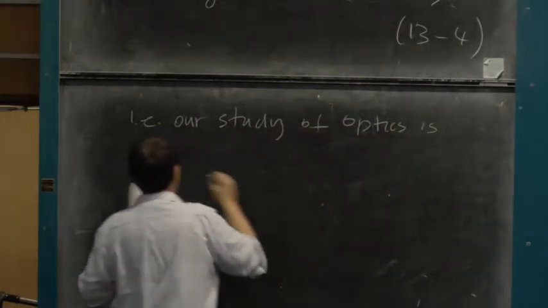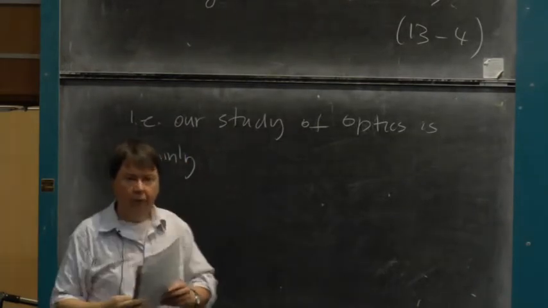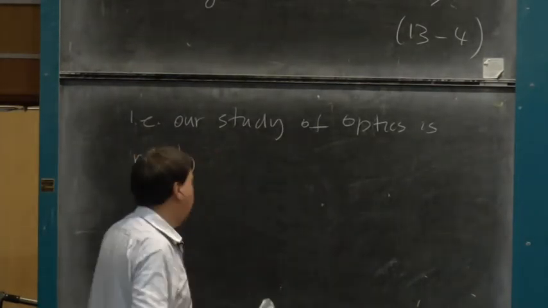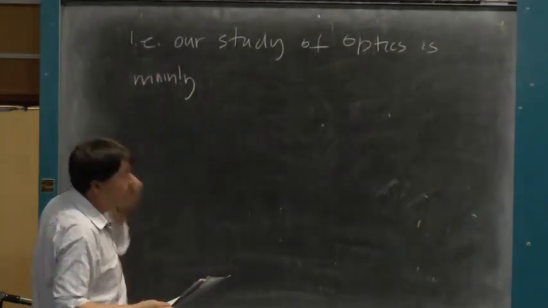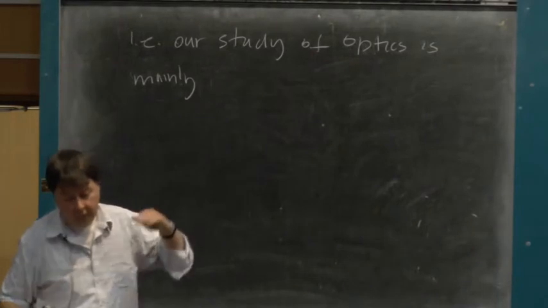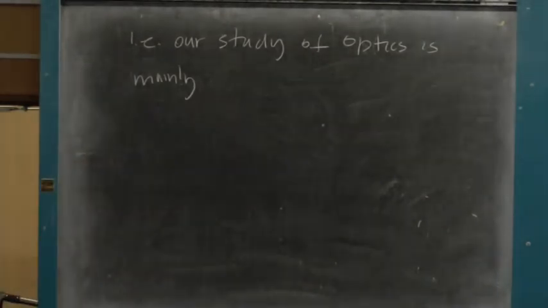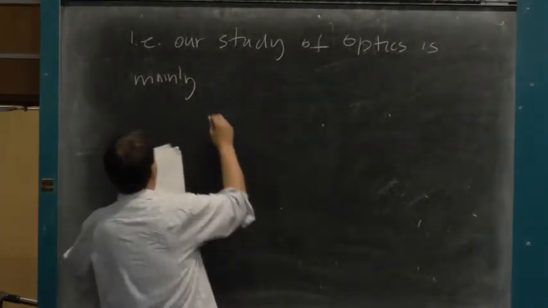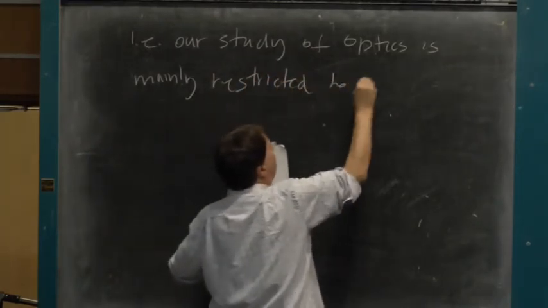Again, mainly, we will have to release this approximation once or twice because there are some ideas where having different polarizations is important, particularly when we study, for example, Brewster's angle, of getting polarized light by reflection from a surface from unpolarized light. Obviously, when we consider problems like that, we'll have to release this, but mainly restricted to plane polarized waves.